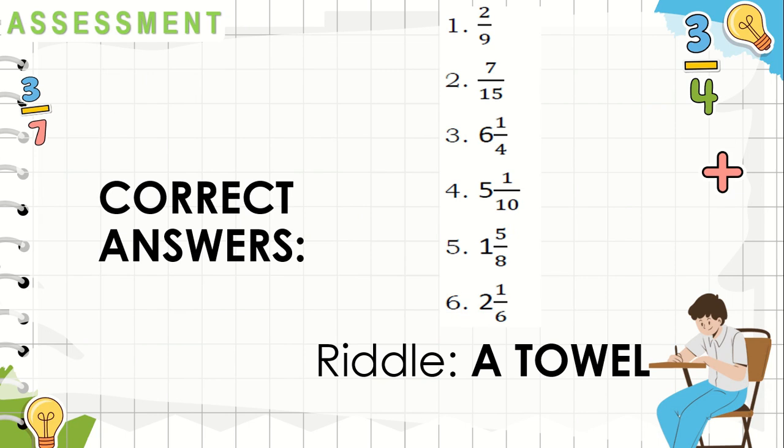Here are the correct answers. Number 1, 2/9. Number 2, 7/15. Number 3, 6 and 1/4. Number 4, 5 and 1/10. Number 5, 1 and 5/8, and number 6, 2 and 1/6. The answer to the riddle is a towel.